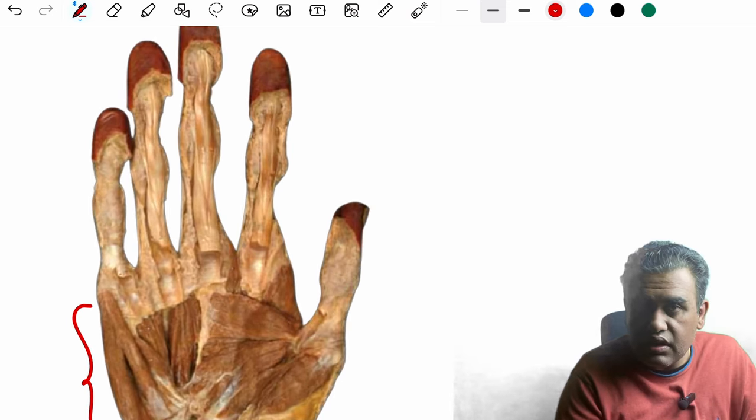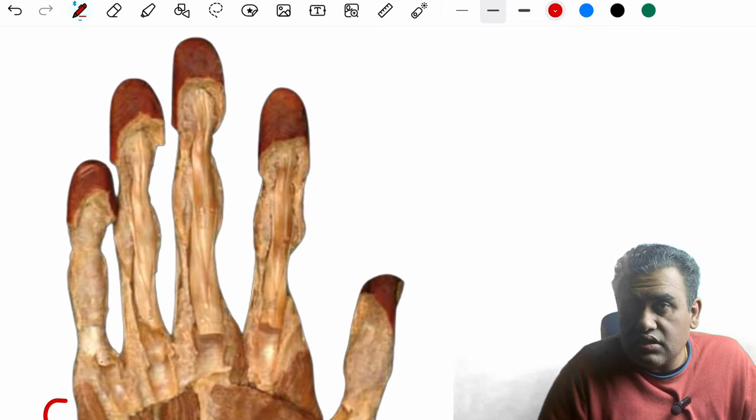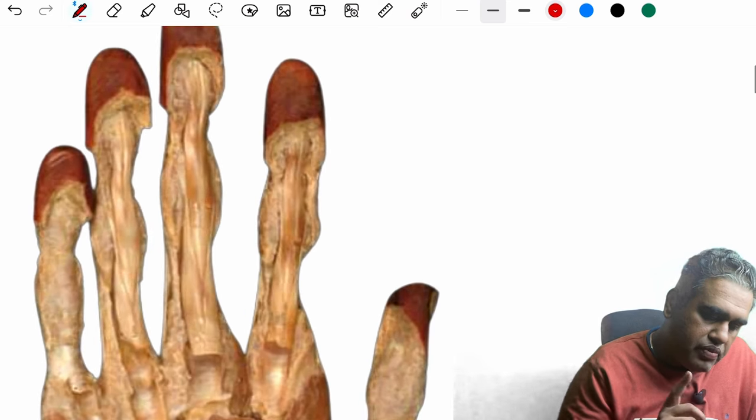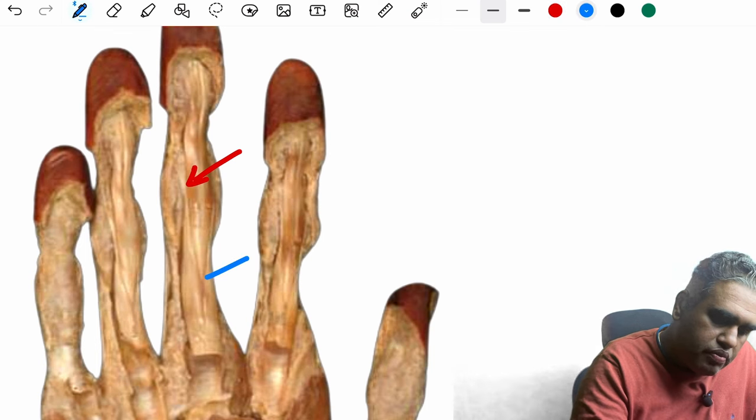Iski baat abhi nahi karenge. When the time will come, we'll discuss. But can you see the tendons in the fingers, in the digits? Jo tendons hain, now let me show you over here and look carefully. I am putting a red arrow and then I am putting a blue arrow. I am putting two blue arrows.